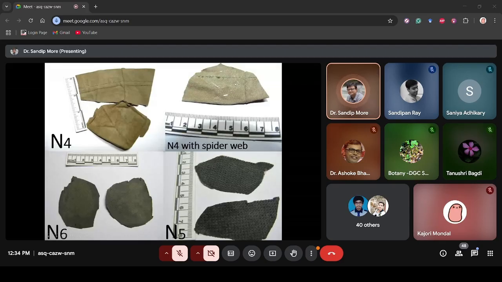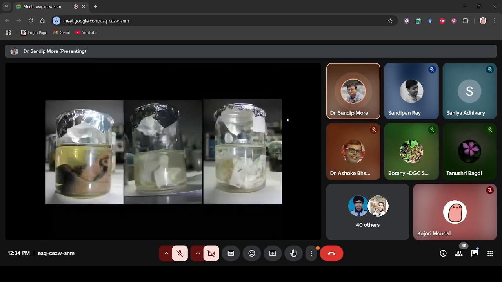What I did, I studied all the clothes individually. I washed the clothes separately in glass beakers using the proper protocol, chemicals and acids. I collected the dust from the clothes. I made microscopic slides, observed under microscope, took photographs, measured them, identified them, and the result which came was really shocking for me.